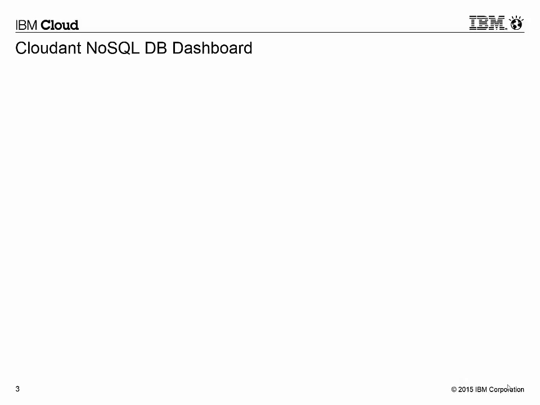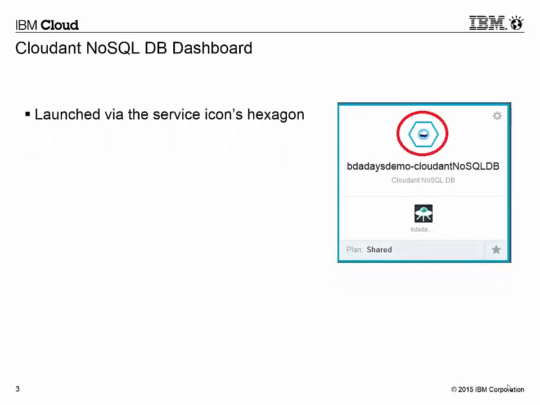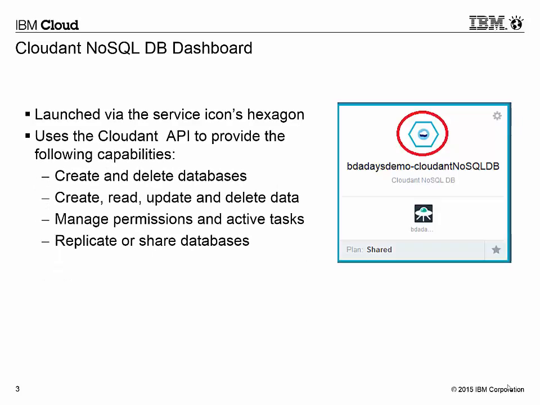So let's start with the tools for the Cloudant NoSQL Database. The tool available for Cloudant is a dashboard written as a web app that's launched via the service icon's hexagon within Bluemix. So after creating an instance of this service, you can click on its corresponding icon to launch the dashboard. The Cloudant dashboard is built on top of the Cloudant API and pretty much gives you all the capabilities available in the Cloudant API in a GUI environment.